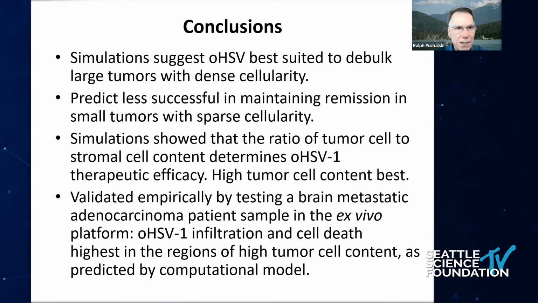And when we validated empirically by testing the model with the brain metastatic adenocarcinoma patient sample in the ex vivo platform, we found that the viral vector infiltration and cell death were highest in the regions of the high tumor cell content, as predicted by the computational model, like we found for glioblastoma.